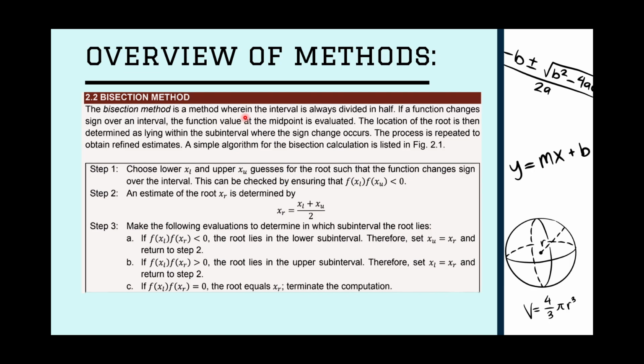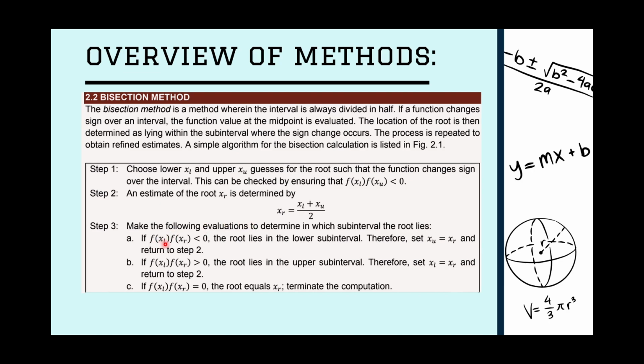The bisection method is one wherein the interval is always divided in half. If the function changes sign over an interval, the function value at the midpoint is evaluated. The location of the root is then determined as lying within the subinterval where the sign change occurs. The process is repeated to obtain refined estimates. In step 1, first we choose lower x sub l and upper x sub u bounds for the root such that the function changes sign over the interval. This can be checked by ensuring that f of x sub l times f of x sub u is less than 0. An estimate of the root x sub r is determined by x sub r equals x sub l plus x sub u over 2.